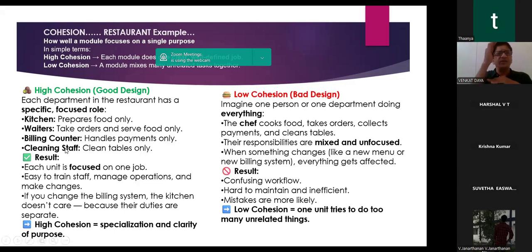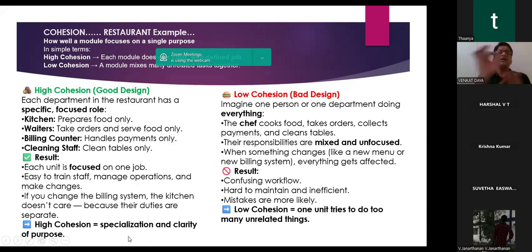Each department is very much focused. Each function, each module, each component takes care of all its work in a complete manner. Kitchen prepares food only. Waiters take orders and serve food only. Billing handles the payment only, right? So each unit will have a focused job. Anything and everything related to the waiter will be available in the waiter component. Each unit is on one job. All the related information is put together in the same component. That's called high cohesion: specialization and clarity of purpose.